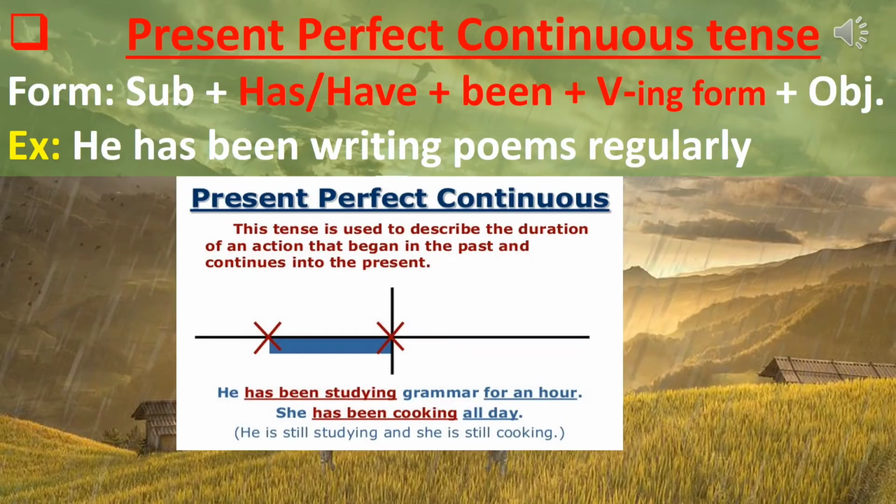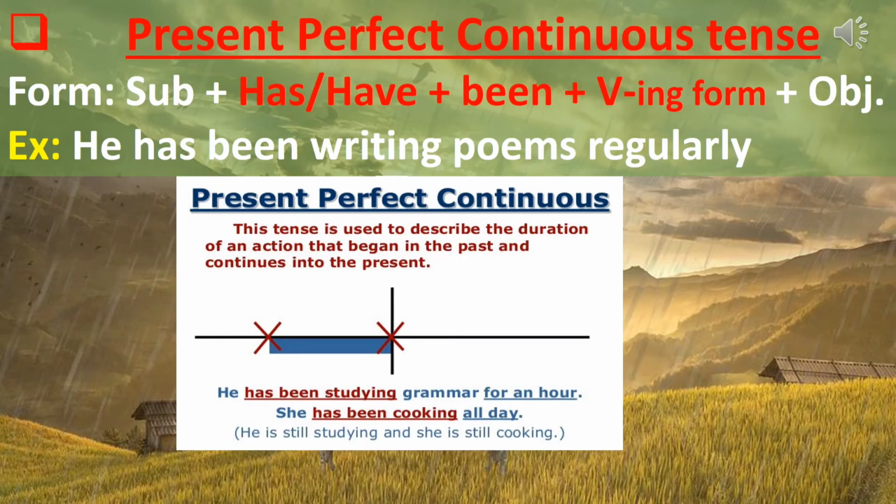Now let us see the fourth part of present tense, that is present perfect continuous. The formula is like this: subject plus has or have plus been plus the ing form of the verb plus object, like he has been writing poems regularly. And the timeline for present perfect continuous tense is like this. This tense is used to describe the duration of an action that began in the past and continues into the present. Something that started in the past and continues into the present.